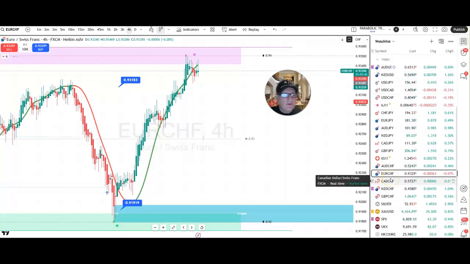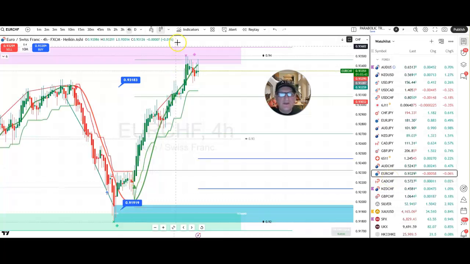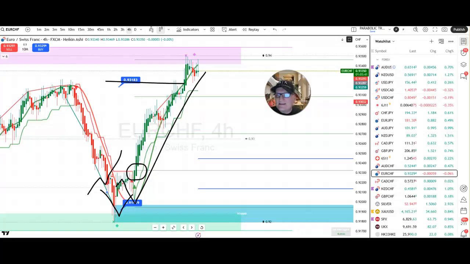Nice move on the Euro Swiss. Hopefully you've got that beautiful change of character. If you've got the charts, then you'll know exactly what's happening here. Change of character into a strong demand with divergence. Price will go up from here and hit our target 93.18.